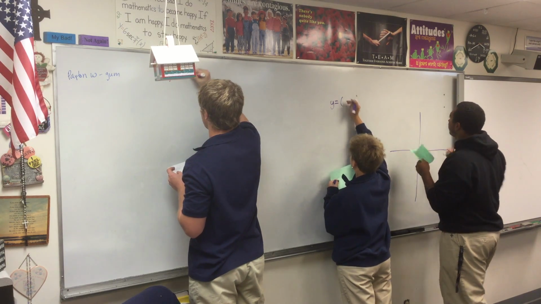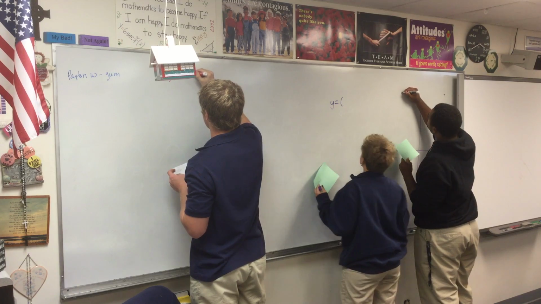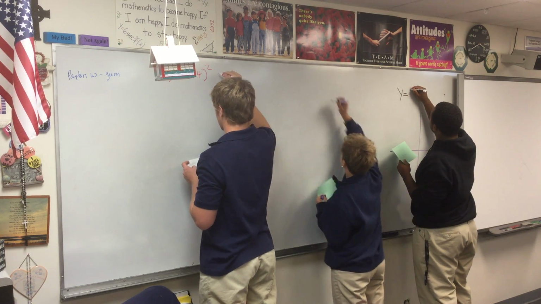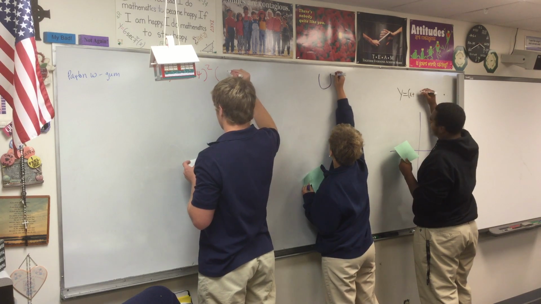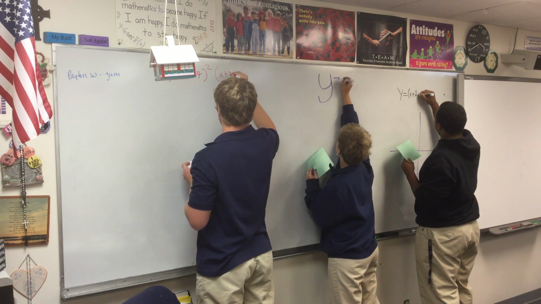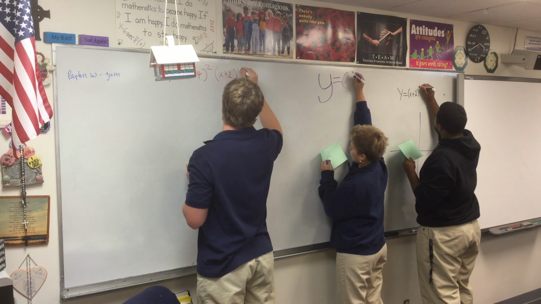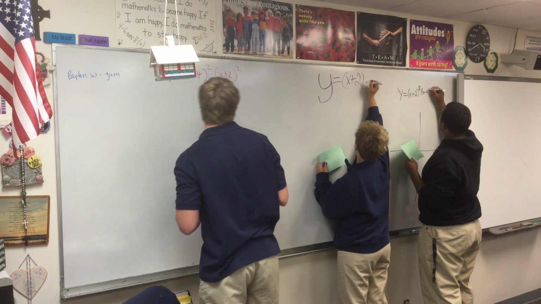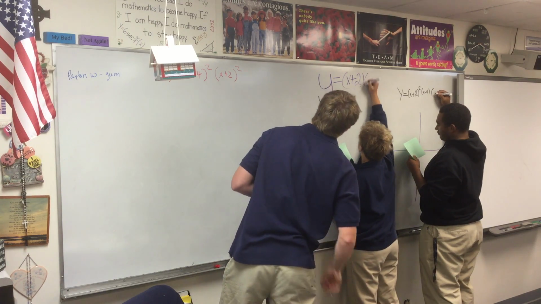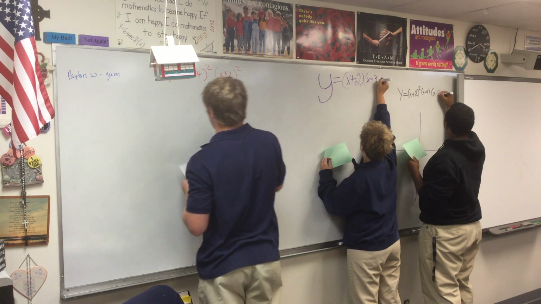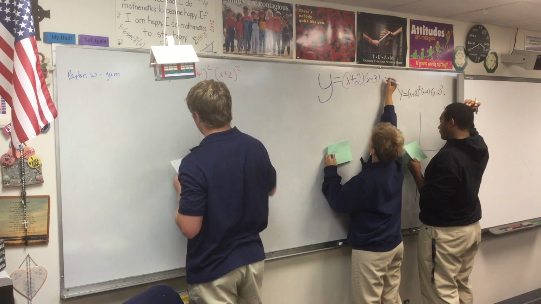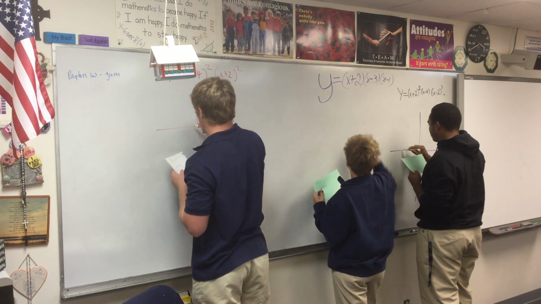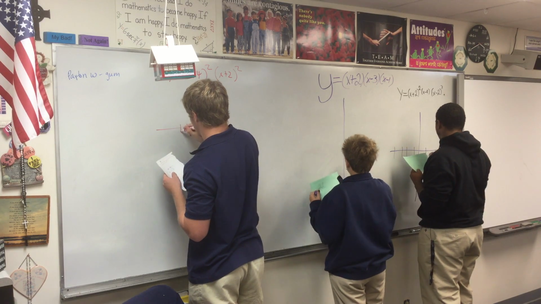Okay, so we're writing down the equation and we're drawing the picture. No, so it would start on this square, because I thought it was negative.